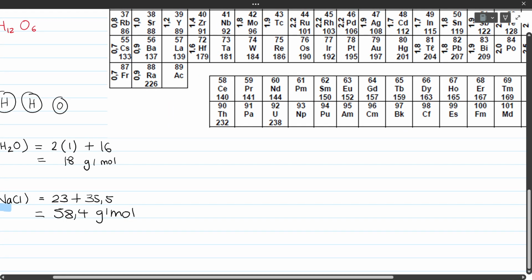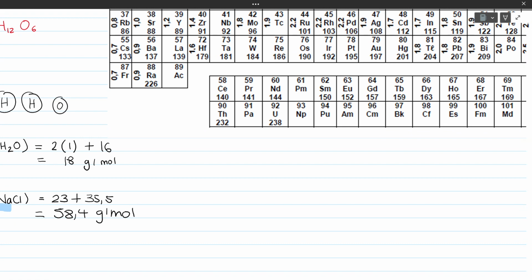Okay, remember that if you leave out your unit, that is not good. You always want to include that unit there. So it should actually be 58.5.